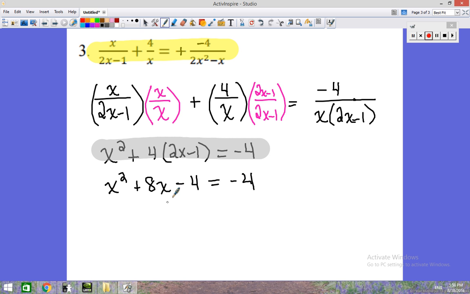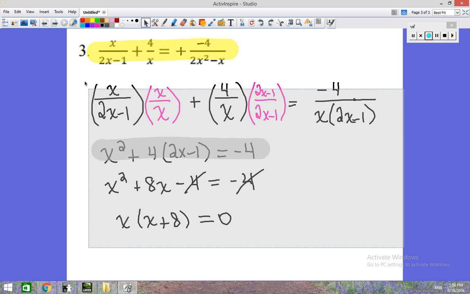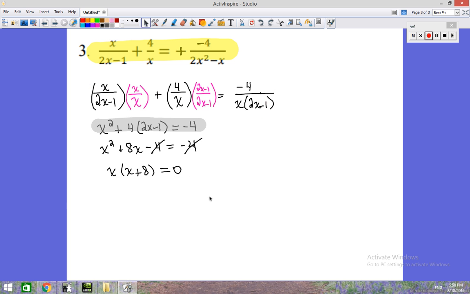Alright, with a negative 4 on each side of the equation, if I add 4 to both sides, that cancels. And now both of these terms have an x in common, so I factor that out. And by my zero product theorem, if you have a product of numbers that multiply to give you 0, either one or both of these numbers have to be 0. So this first one, x equals 0, hey, that's solved for me. And if x plus 8 is equal to 0, that's a one-step solution, negative 8. But we've got to check.